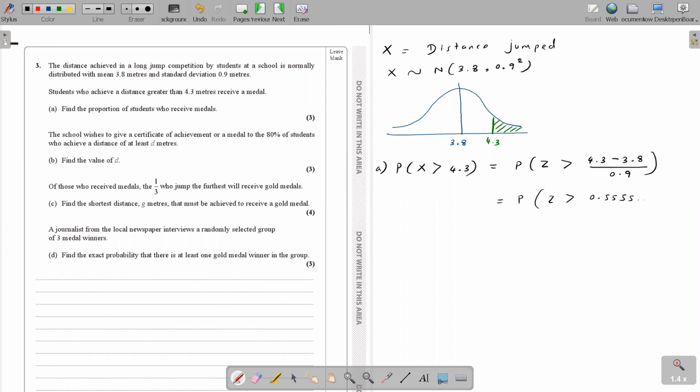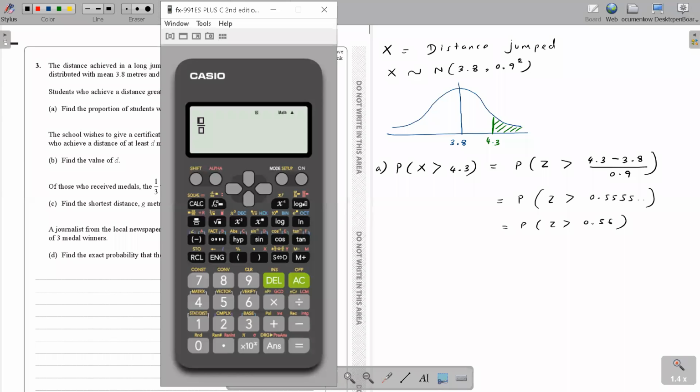So actually, you know what happens here? Your table has only 2 dp, so correct it to 2 dp. What's the correction to 2 dp? 0.56. Okay. So now you can use your tables, or you could use your calculator to get the same answer as the table. If you get the 2 dp value in the calculator, you get the same answer as the table.